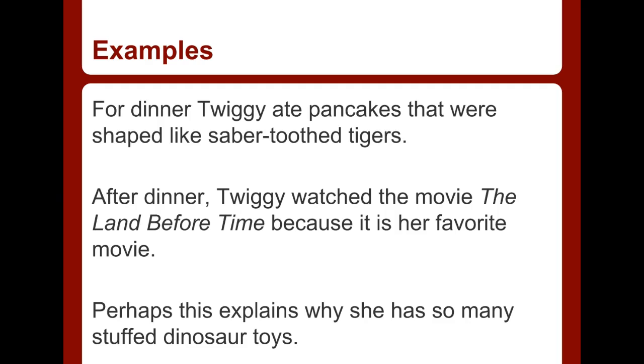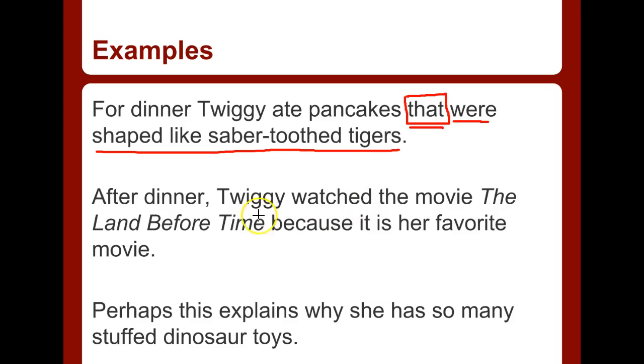Here are the same exact sentences from before. Now let us look at the dependent clauses. In the first sentence, the word that is a word that starts a dependent clause. That also happens to be the subject. Were, there's my verb. So the dependent clause is that were shaped like saber-toothed tigers. Subject, verb. I cannot walk up to somebody though and just say, that were shaped like saber-toothed tigers, because that is not a complete sentence.